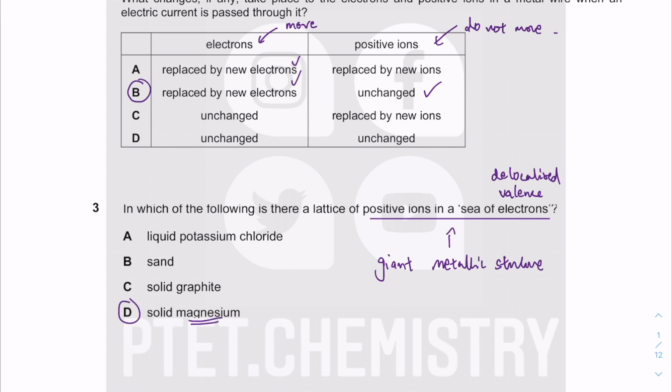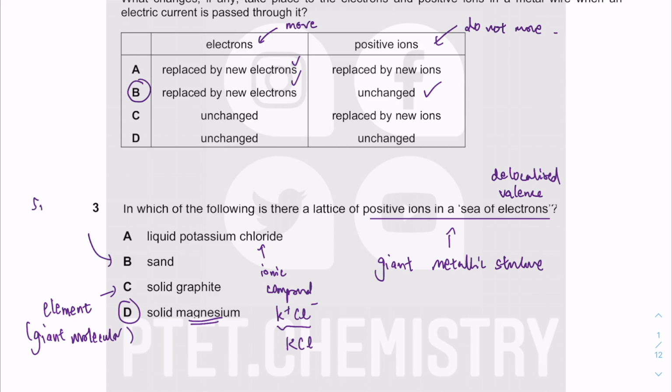We are looking for metal itself. This is an ionic compound consisting of K+ and Cl-, or you can imagine it as being KCl. Solid graphite is an element. In fact, it's a giant molecular structure, as you will have learned in class as part of your case study. Carbon graphite, carbon diamond, as well as sand, which is silicon dioxide, SiO2. So there is a giant molecular structure. This is a giant molecular structure. This is a compound consisting of two different elements chemically combined in a fixed ratio.